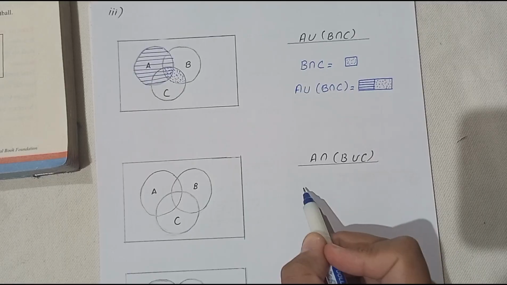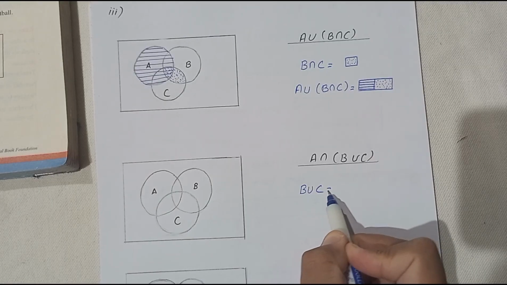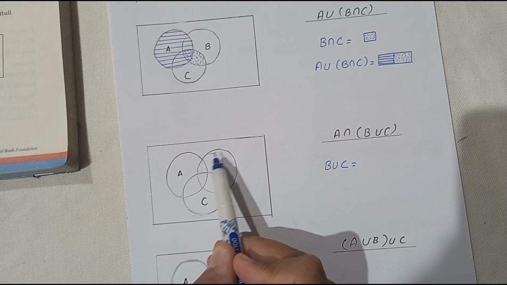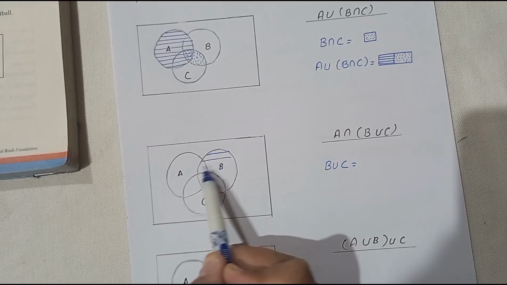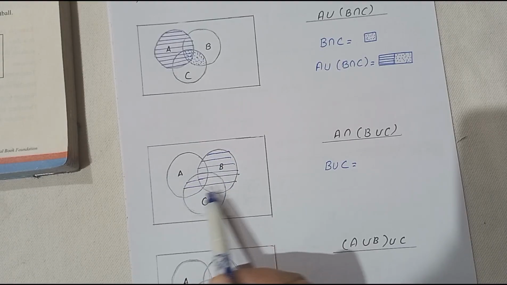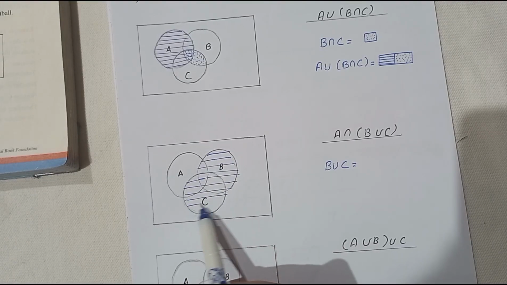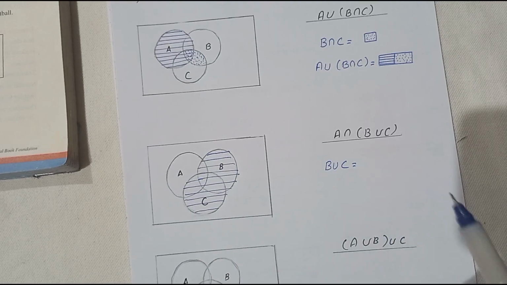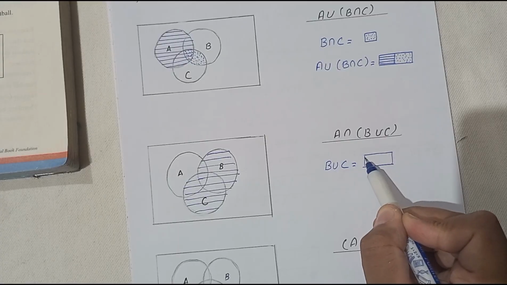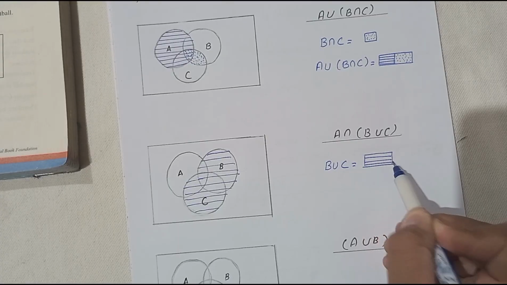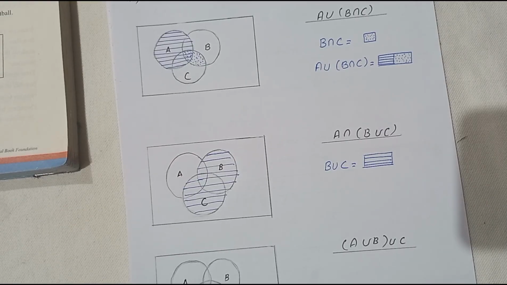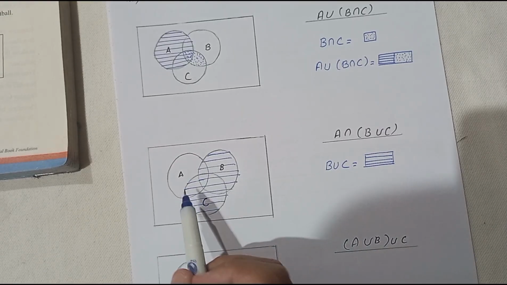In the second operation, first we have to shade B union C, which is all part of B and C. So we shaded it with the horizontal line, B and C. And we shaded A with vertical lines.